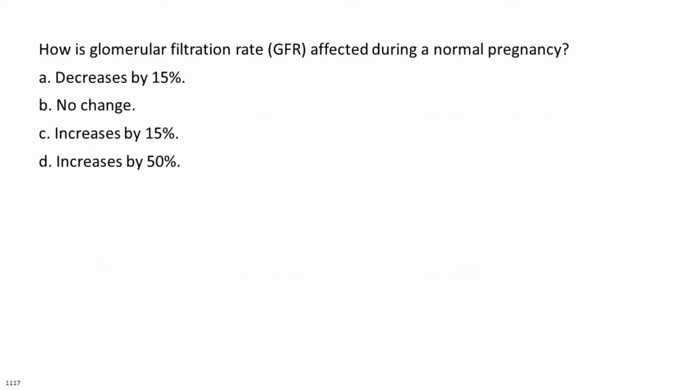How is glomerular filtration rate, GFR, affected during a normal pregnancy? A. Decreases by 15%. B. No change. C. Increases by 15%. D. Increases by 50%.